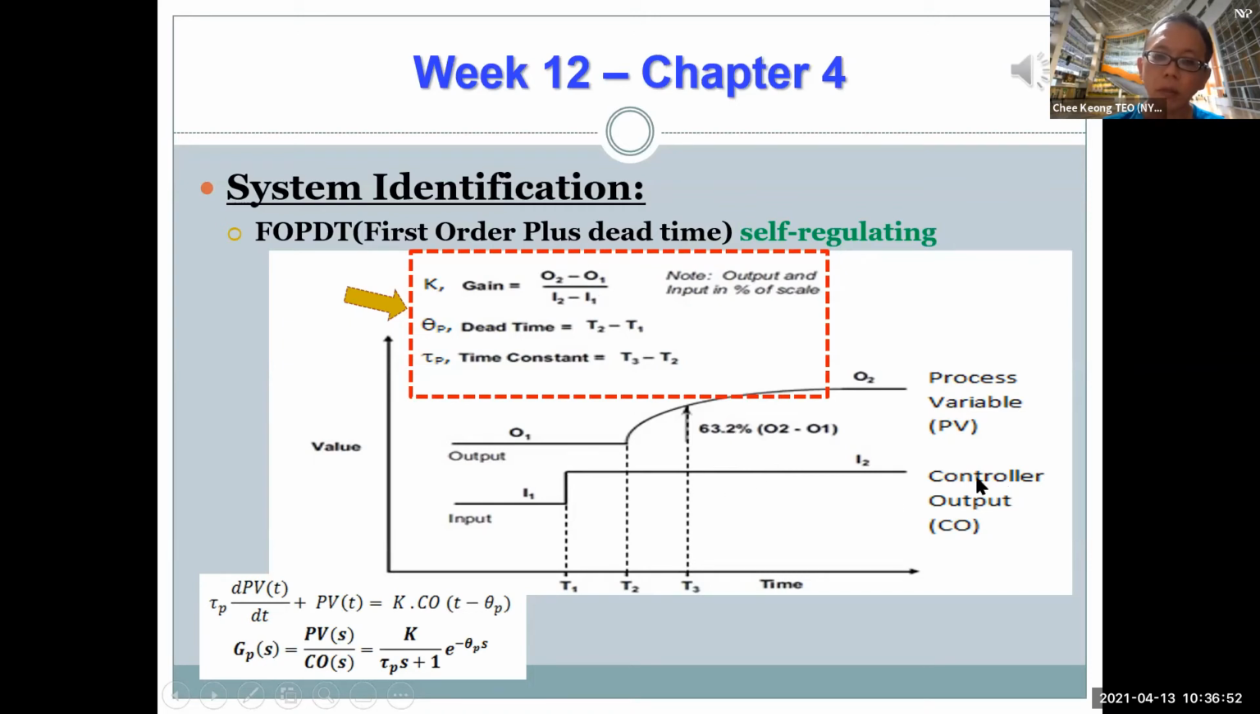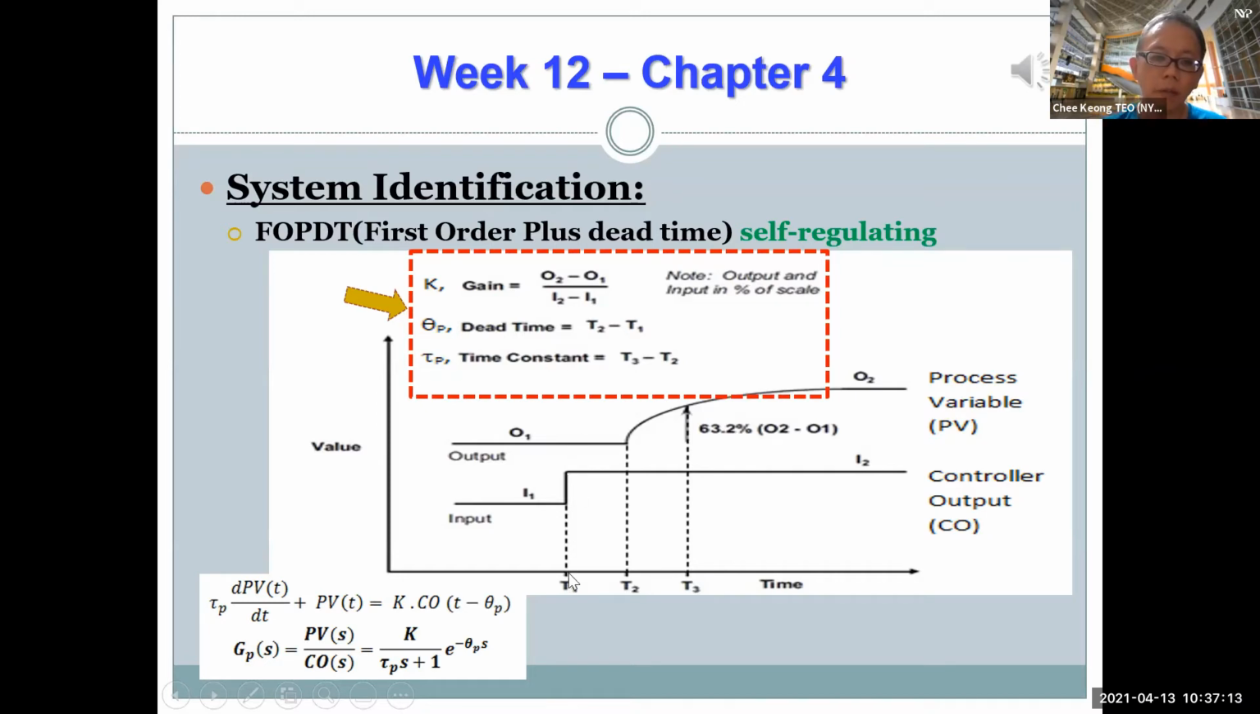Divided by input, which is the controller output, you call it the input, is I2 minus I1. So it's actually output divided by input, which is your gain, right? So output O2 minus O1 divided by I2 minus I1. So that's just a gain. It's the same as any gain, but we have to take the difference between the high and the low.